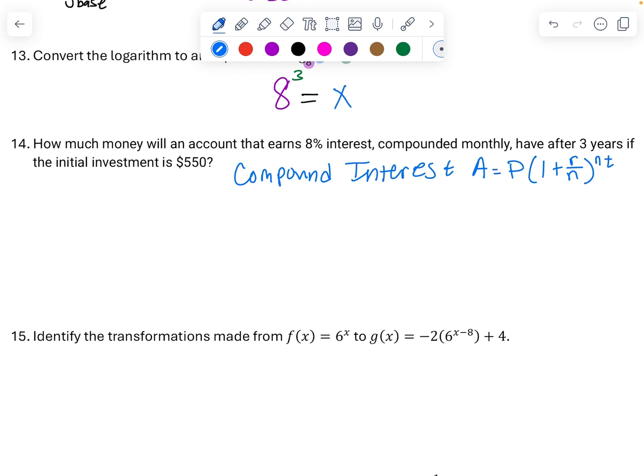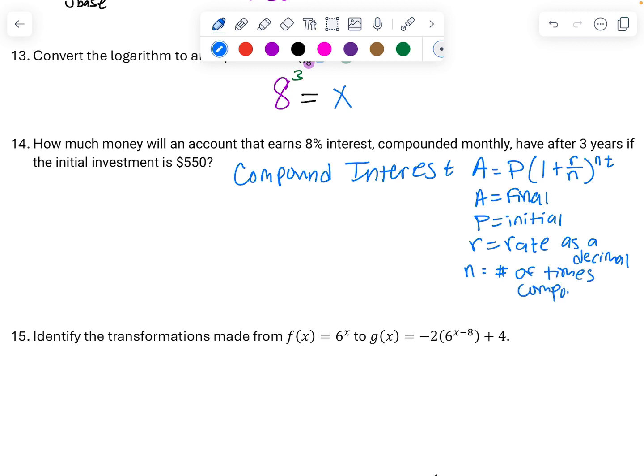All right, let's parse through this. First of all, our equation. A is our final. P is our initial. R is our rate as a decimal. N is number of times compounded. And T, per usual, is time. Now let's look at each piece. It's asking how much money will I have? So we're asking for our final. So A in this case is our question mark.